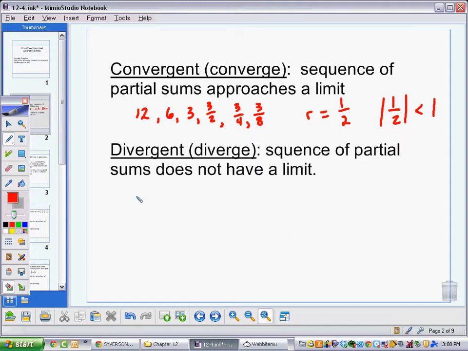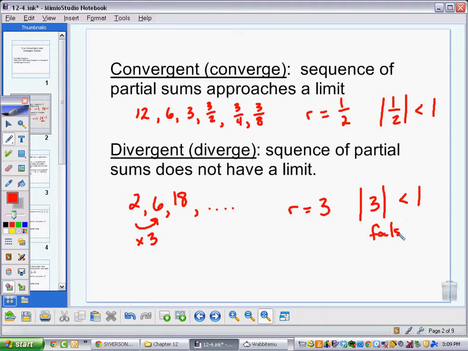If I had another one, say this went instead like 2, 6, 18, and then kept on going, multiplying by 3 every time, my r value would be 3, and the absolute value of 3 is not less than 1. That's false. And so this would be divergent. So we saw that before in geometric sequences and series.